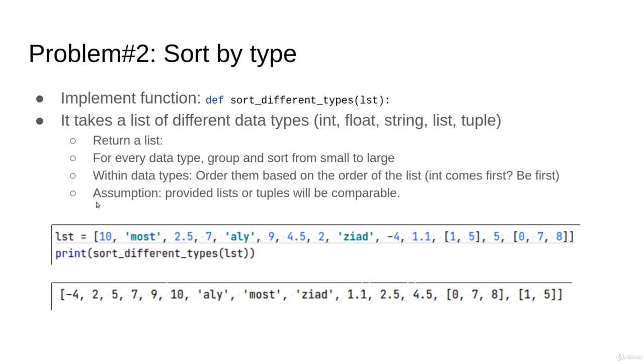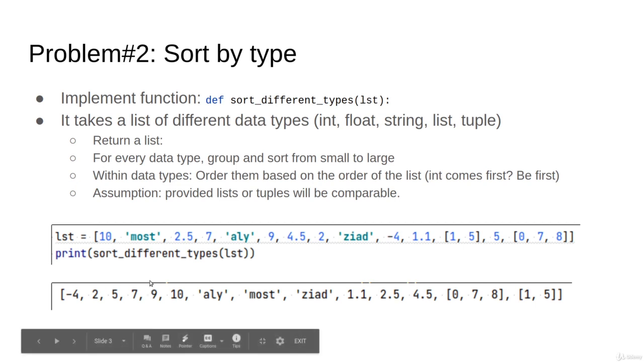For example, if the list has integers 1, 5, 7, 3, then a string, then the integers must be sorted first, and the string must be sorted second.